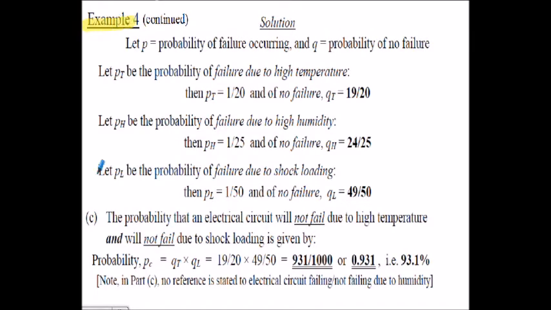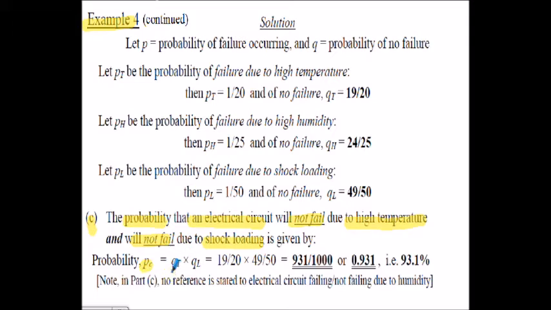Example 4 continued again. This is now part C. We're asked to find the probability that an electrical circuit will not fail due to high temperature and will not fail due to shock loading. So again, this is a multiplication problem, multiplication law of probability.